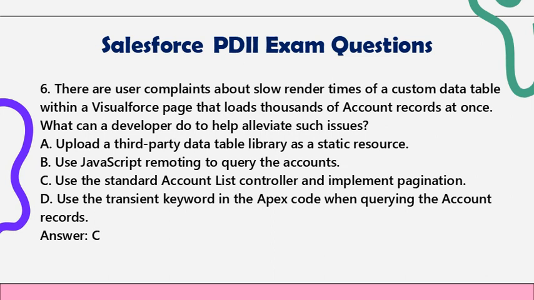A. Upload a third-party data table library as a static resource. B. Use JavaScript remoting to query the accounts. C. Use the standard account list controller and implement pagination. D. Use the transient keyword in the Apex code when querying the account records. Answer: C.